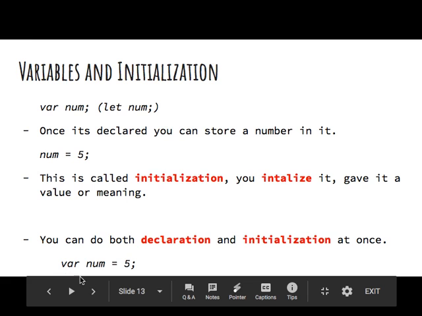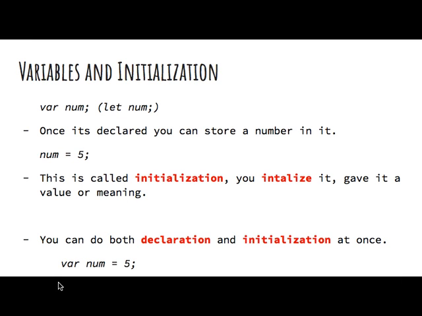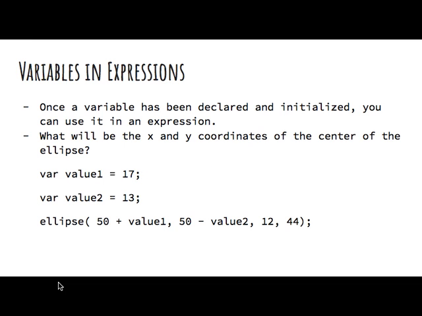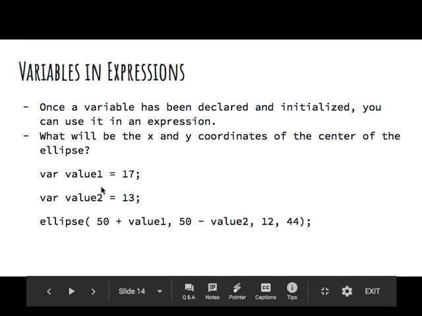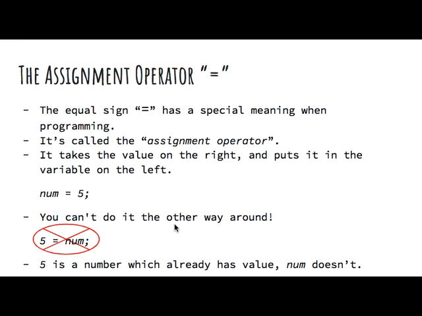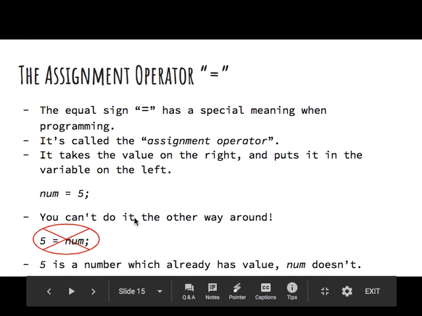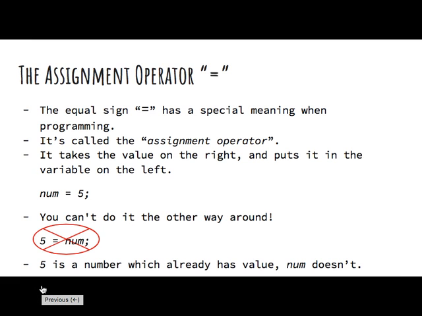Notice down here, on the left-hand side, you have var num. On the right-hand side, you see 5. And in between them is the equal sign. You can do both declaring and initializing. You could also mix it with expressions. But here's the important part. Down here, notice in red, the equal sign has a special meaning in computer science. It's called the assignment operator.